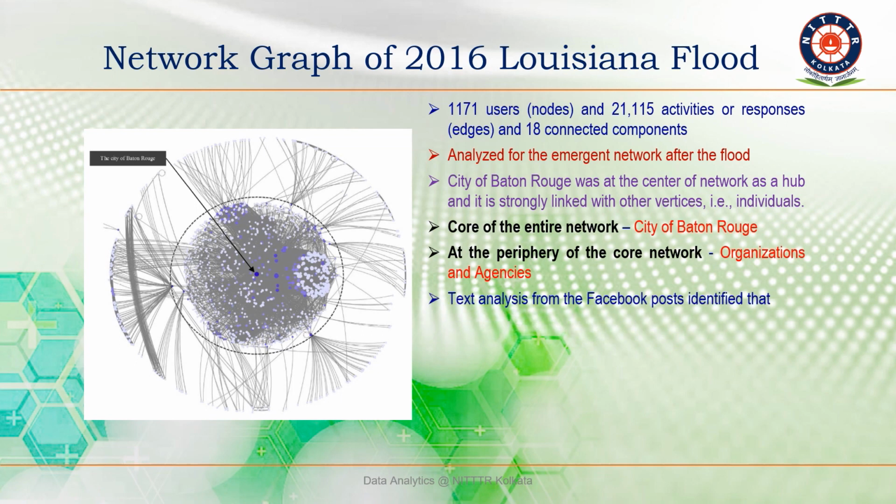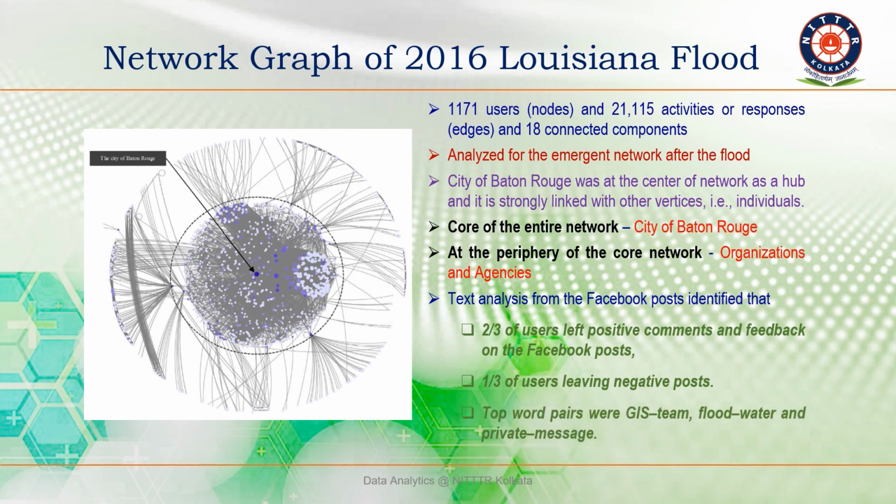In Facebook, the text analysis of the Facebook posts identified that two-thirds of the users left positive comments and feedback on the posts, with one-third of the users leaving negative posts, and the top word pairs were GIS stream, flood water and private messages.